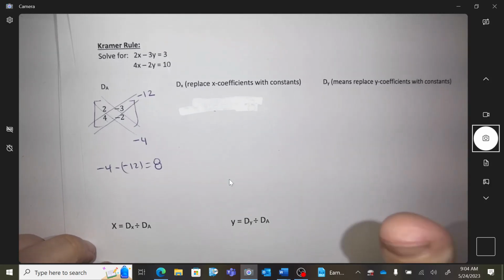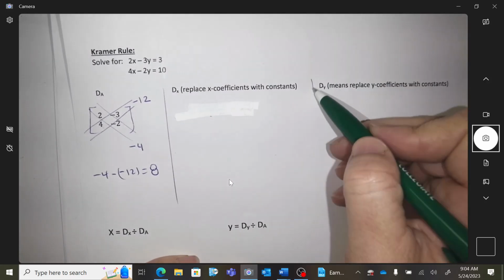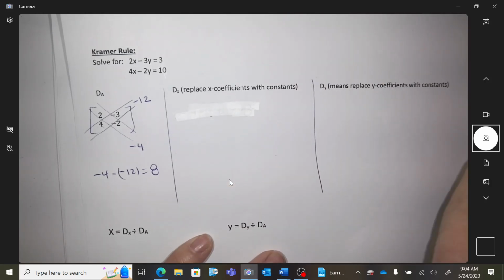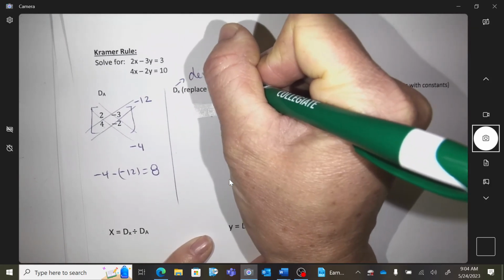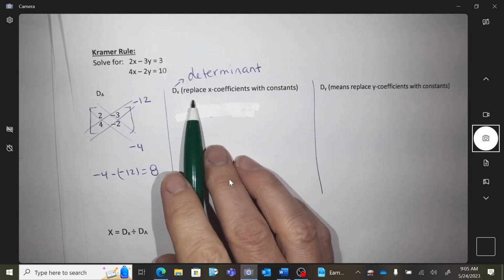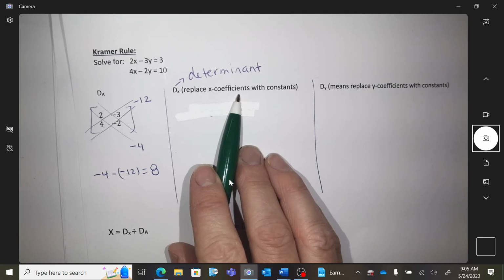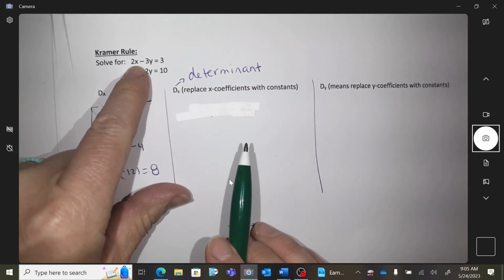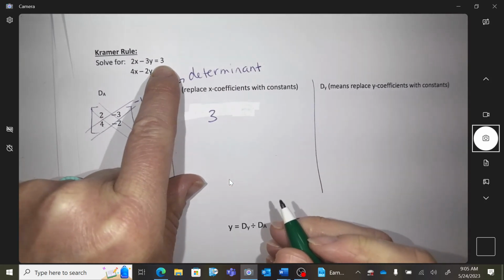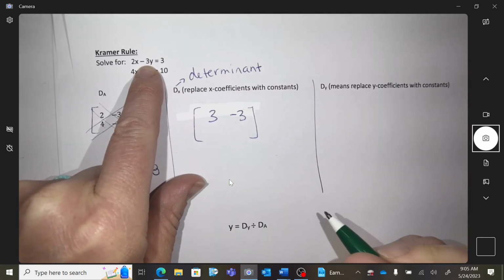Okay, now we're going to do the determinant. This is the D, determinant. The determinant X. So what does that mean? Replace the X coefficients with the constants. So this is not going to be 2 anymore, it's just going to be a 3. I'm replacing it with the constant. Then this is still a -3 because it stays.